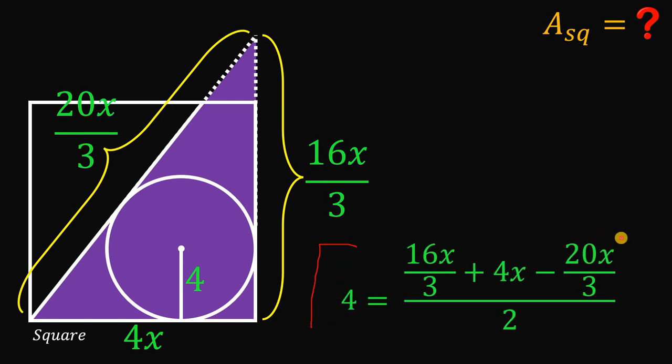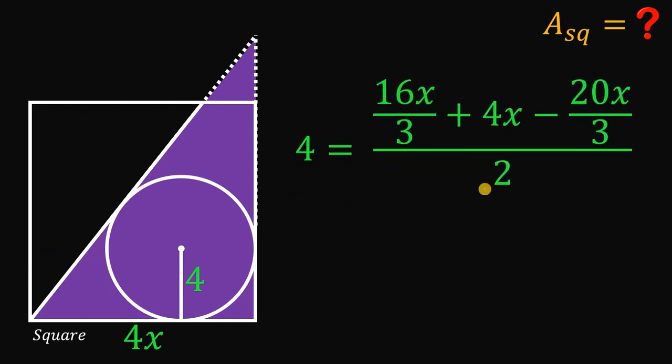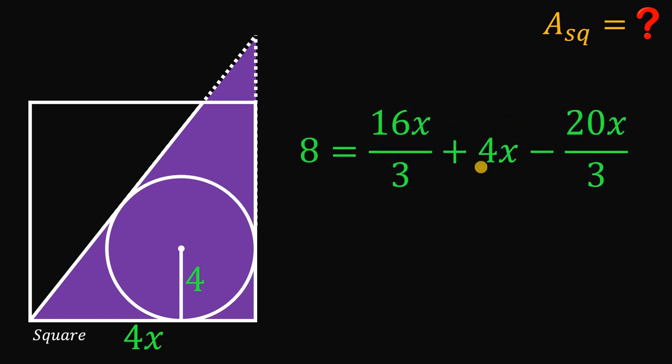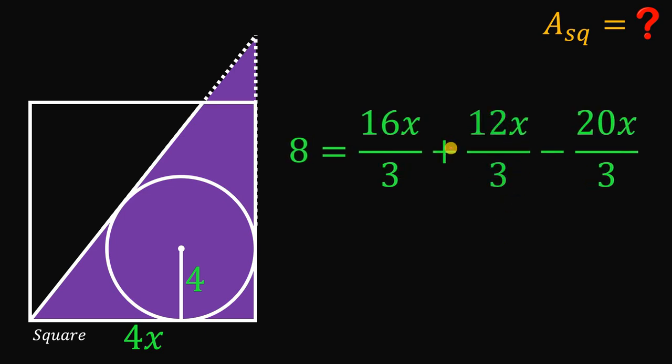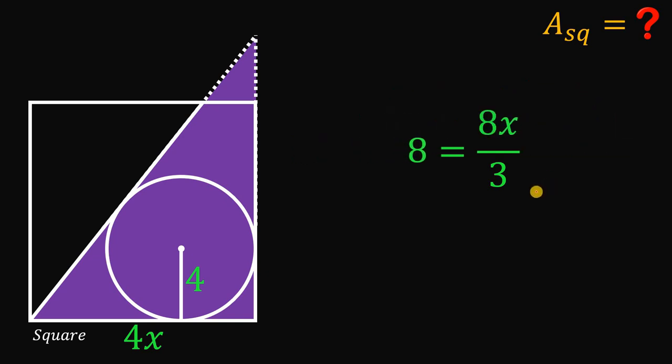Now, using this equation, we can solve for the value of x. So let's focus on this equation. Now, let's multiply both sides by 2. Next, multiply this 4x by 3 over 3 to make all these fractions similar. So this will give us 12x over 3. Now let's combine this. This simplifies to 16x plus 12x minus 20x, all divided by 3. Now 16x plus 12x gives us 28x, minus 20x gives us 8x. Now we can solve for x. Let's multiply both sides by 3 and divide both sides by 8. So sure enough, we cancel out 8 and we get that x equals 3.